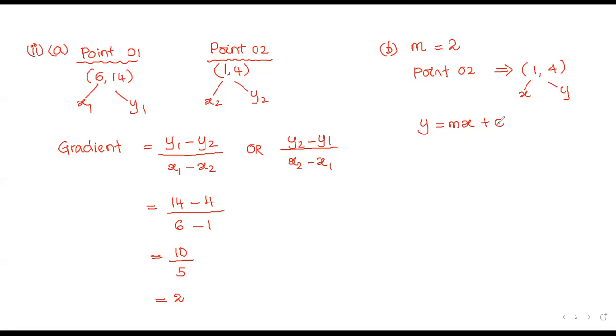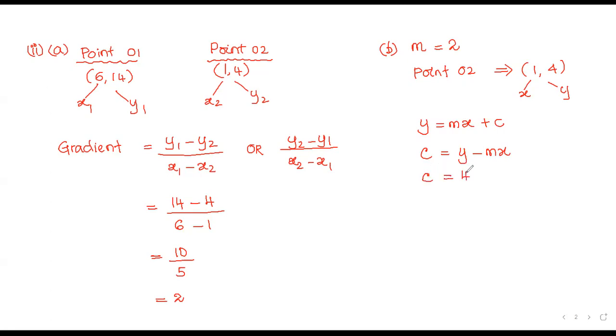Now I know the gradient, I know the x value and I know the y value in this case, but I don't know the c value. Children, how am I going to find the c value? c equals y minus mx. I keep c alone and send that positive mx to the other side with y, then it becomes negative mx. Then I substitute these values.